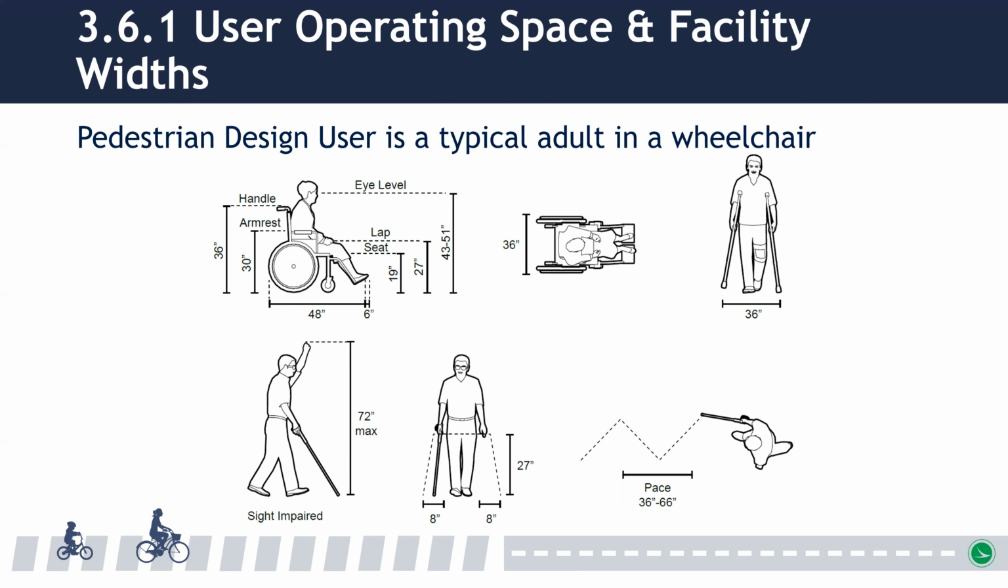walkway or bikeway. For the purposes of defining typical physical space dimensions, a typical adult in a wheelchair should be assumed as the pedestrian. A person in a wheelchair's physical space is typically 3 feet wide by 4 feet long. Keep in mind, this is just that physical space and that additional space is needed for a person operating a mobility device or walking.